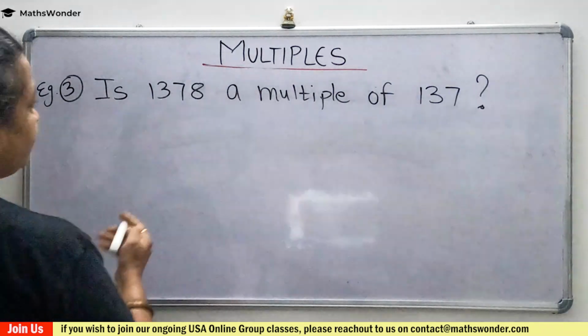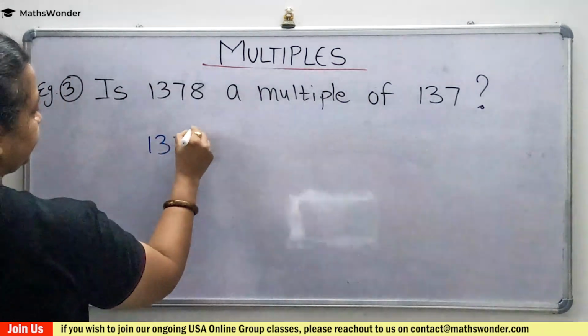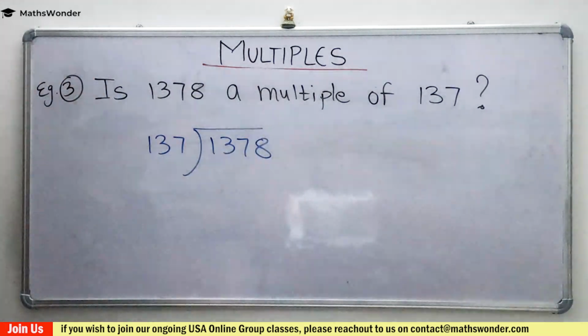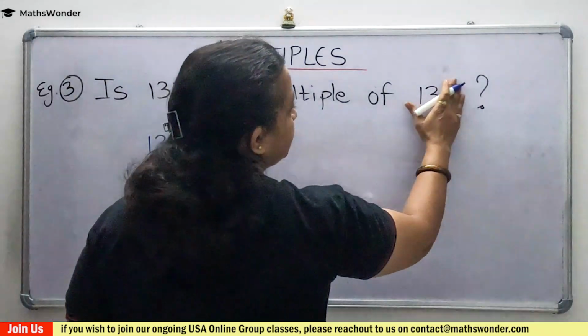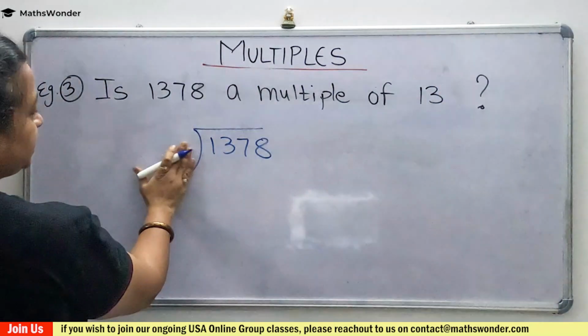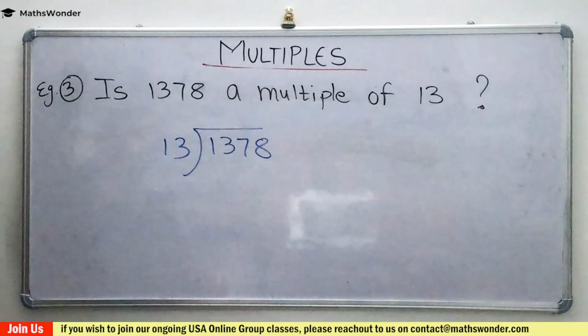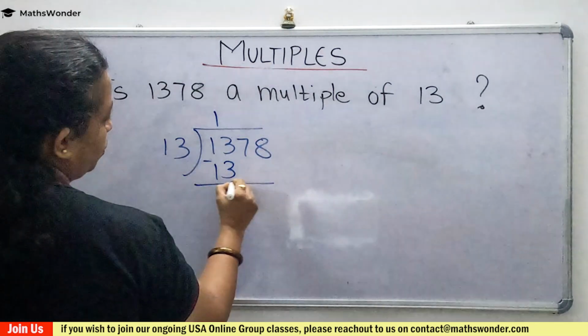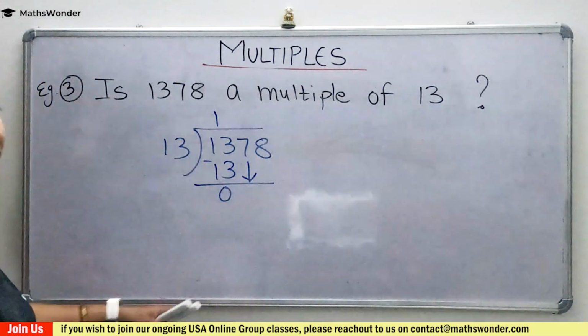So divide 1378 by 13. Don't take the big number, it will be difficult for you as of now. Now 13 times 1 is 13, so the remainder is 0. Right? 7 is not divisible.